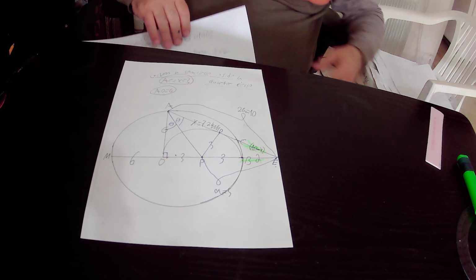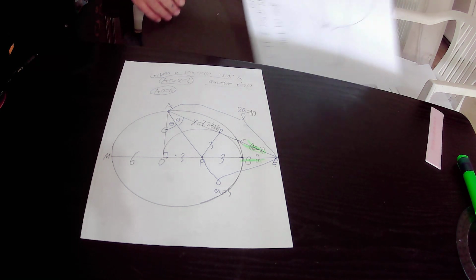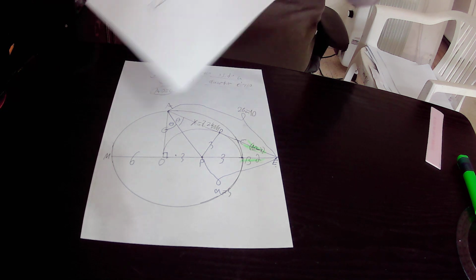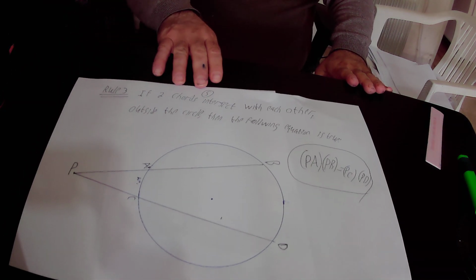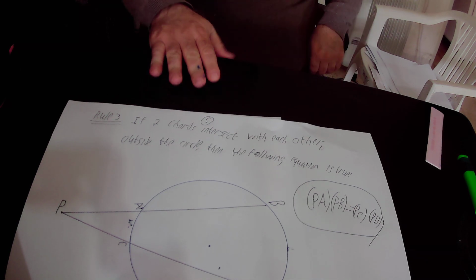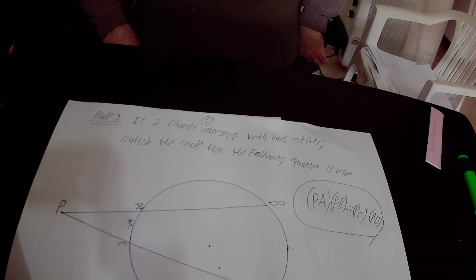Then I presented to you a new rule, which is rule number 3. According to rule number 3, if two chords intersect with each other outside the circle, then the following equation is true: PA times PB equals PC times PD.